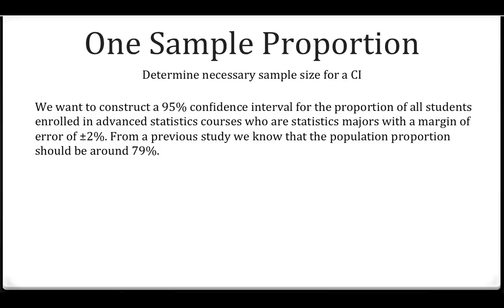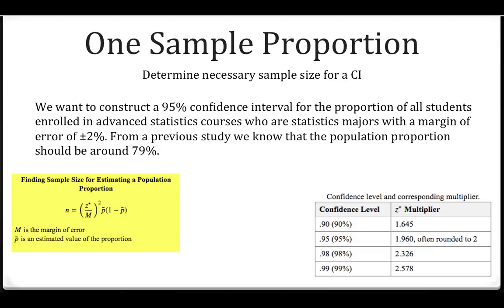We want to construct a 95% confidence interval for the proportion of all students enrolled in advanced statistics courses who are statistics majors with a margin of error plus or minus 2%. From a previous study, we know that the population proportion should be around 79%. So we're using the data that we collected earlier when we constructed that earlier confidence interval, and we have an estimate of the population proportion, so we'll use that in our formula.